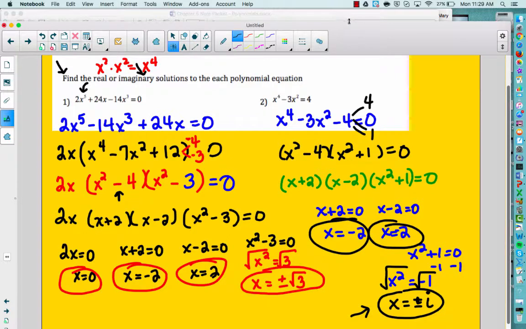All right, so that's our lesson for today. Tomorrow we're going to be practicing this, and like I said, we're going to be spending time over the next 2 to 3 days working on factoring and solving polynomial equations by factoring.